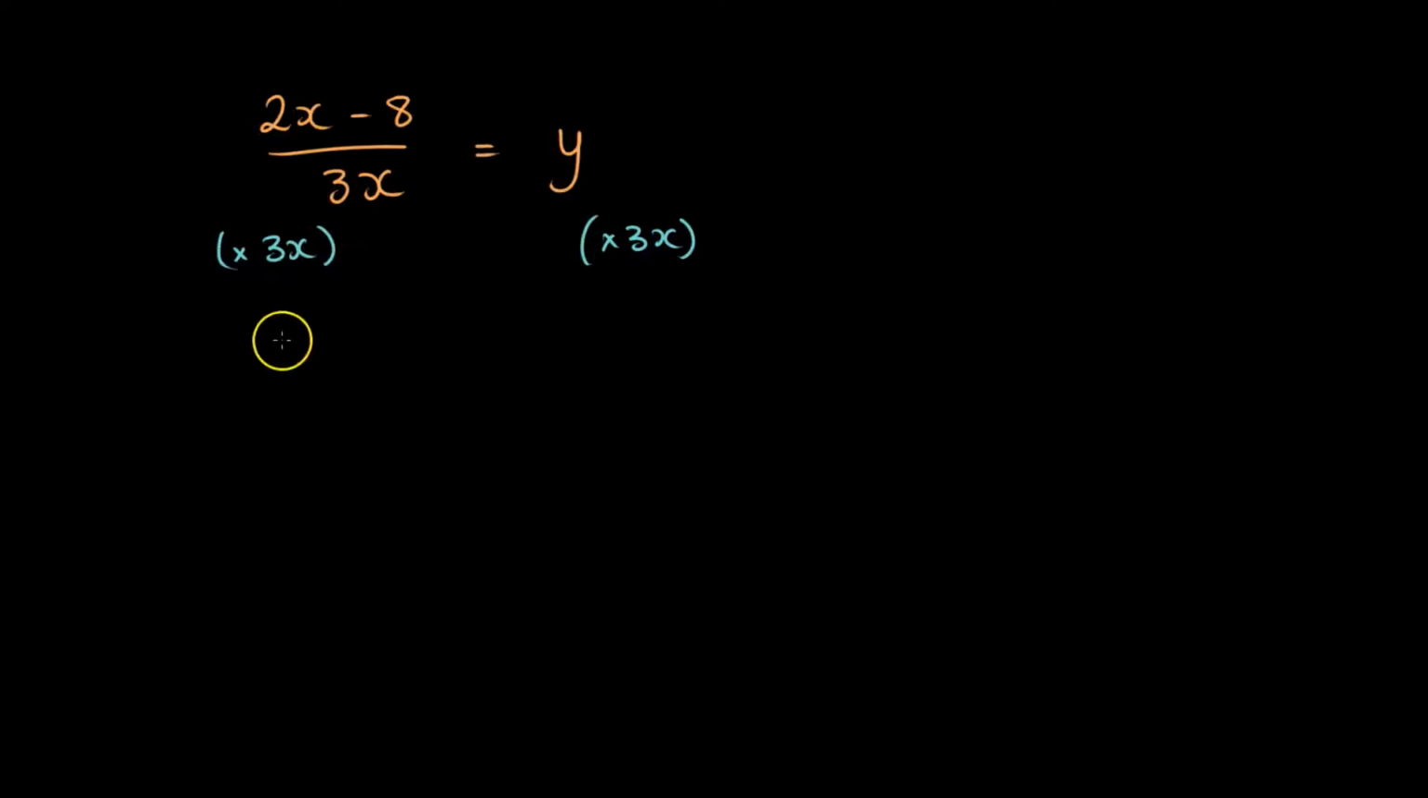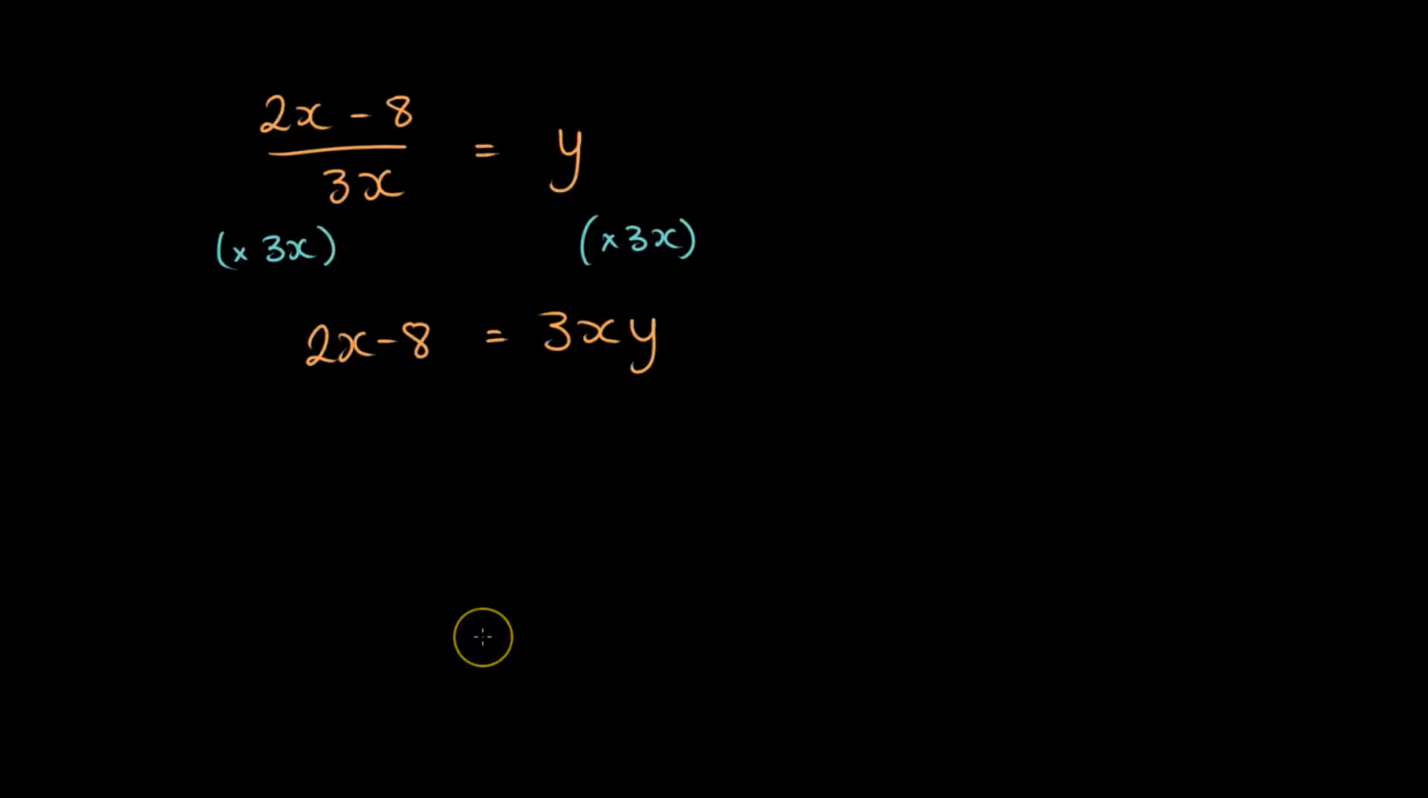So on the left, I will now have 2x minus 8. On the right, I will have y times 3x. And another way to write that would be as 3xy. So these terms all times together.